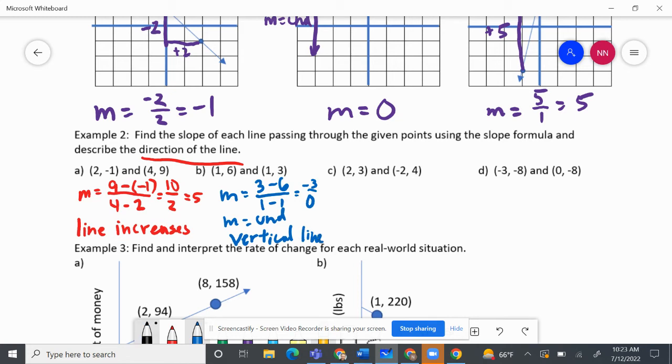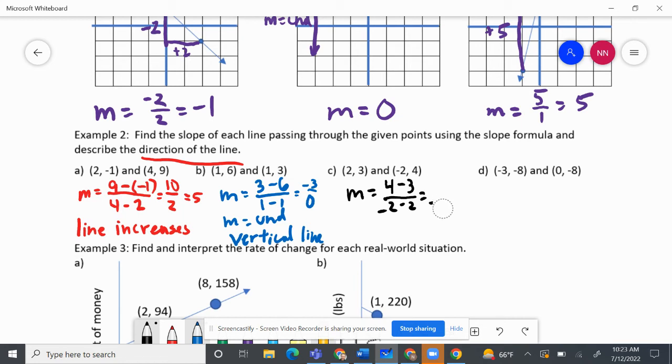Now, looking at letter C, we're going to do the same thing. We're going to find the slope. We're going to go 4 minus 3, and then we're going to go negative 2 minus 2. So 4 minus 3 is 1, and 2 minus negative 2... is negative 4. So I have a slope of negative 1/4.